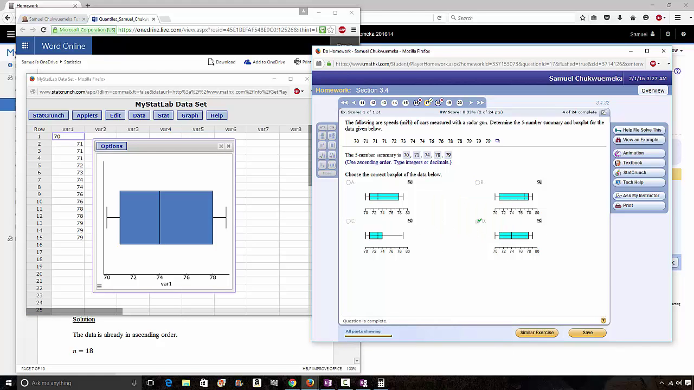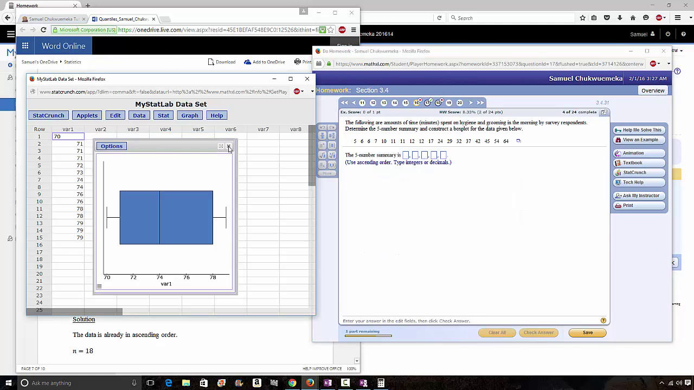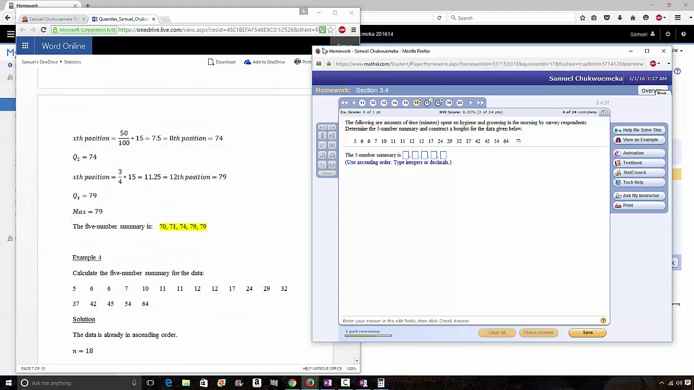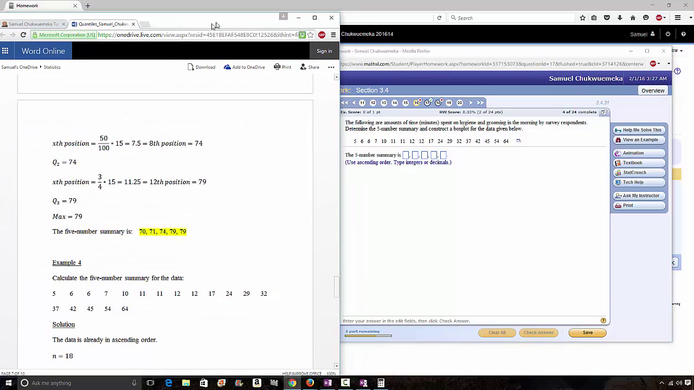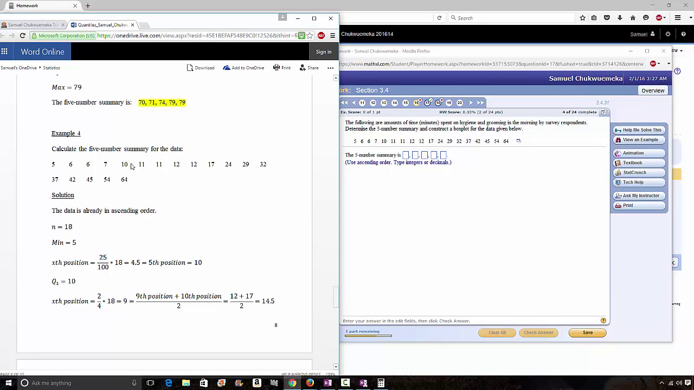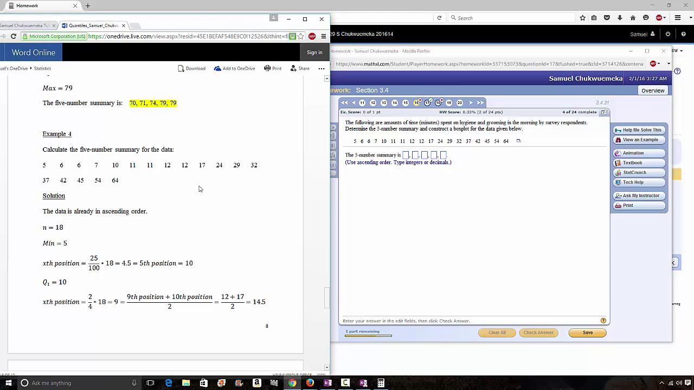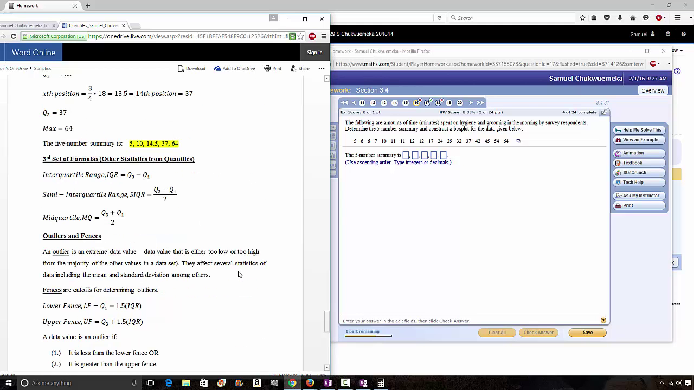Okay, now let's do 16. I think I didn't make a mistake in 16. Let's see. I'm going to correct this after now. 16 is example 4. Okay. So when we did that, this is our 5-number summary of data. So I'll just go ahead and do this.